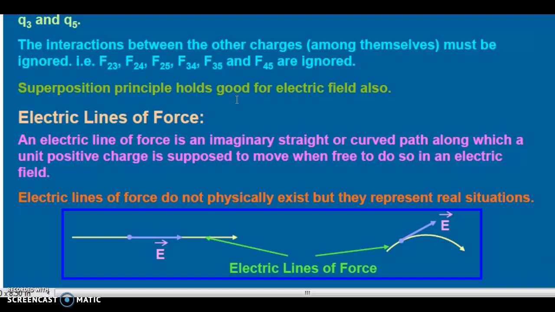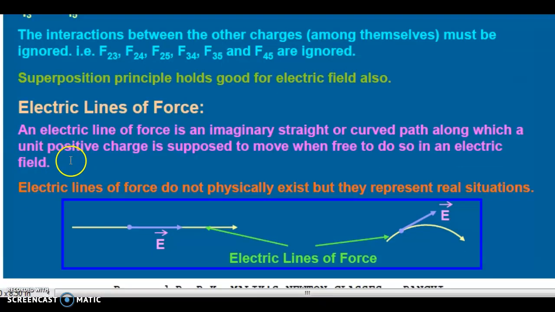Then Faraday explained electric field in terms of electric field lines or electric lines of force, which have similar properties to magnetic lines of force, as explained by Faraday. Then, in this case, what exactly do I understand by an electric line of force? It's of course an imaginary line, which may be a straight line or a curved path, along which a unit positive charge is supposed to move when it's allowed to move freely in the electric field.